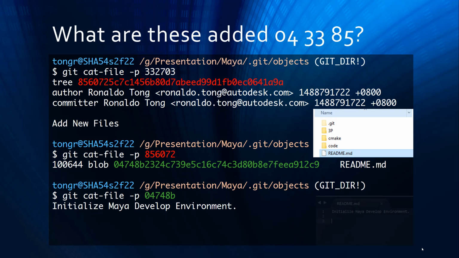Interesting. Now, we should read it carefully again. This time, I found the file 332703 says it contains a tree named 856072, and the tree tells that there's a blob named 04748b in it, and the content of the file 04748b is what we wrote in the readme.md on the working directory.